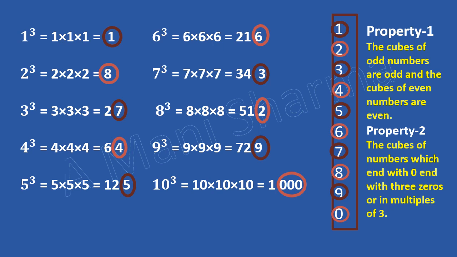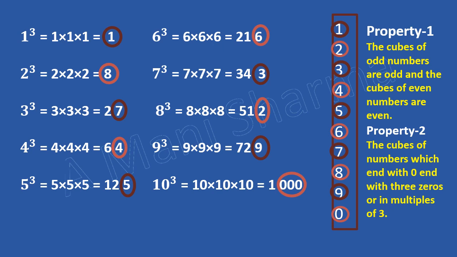Let us quickly go through the cubes of first 10 natural numbers. So 1 cube will be equal to 1, 2 cube will be equal to 8, 3 cube 27, 4 cube 64, 5 cube 125, 6 cube will be equal to 216, 7 cube 343, 8 cube 512, 9 cube 729, and 10 cube is equal to 1000. I have encircled all the digits in the unit places of the cubic numbers.